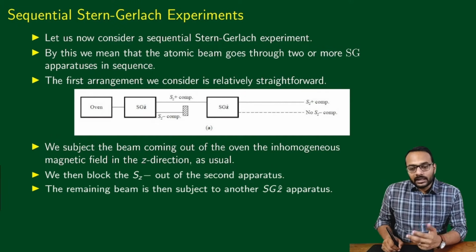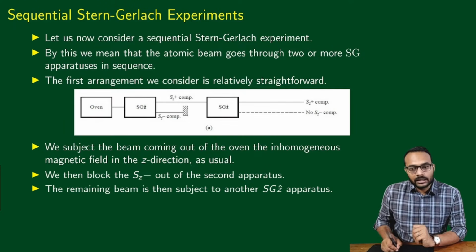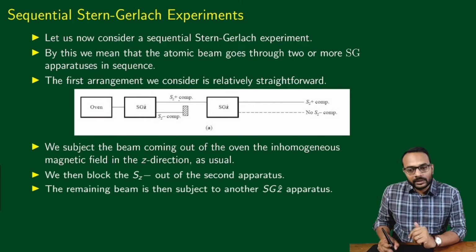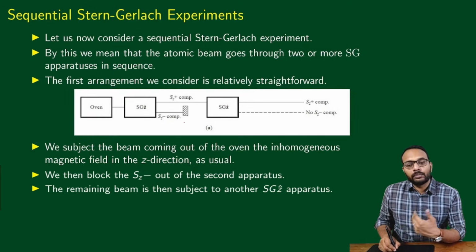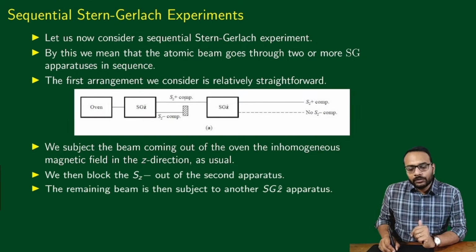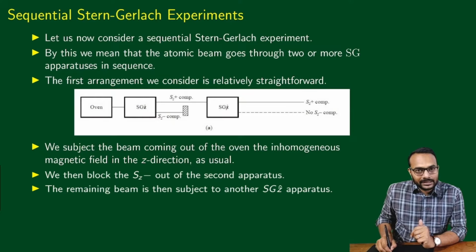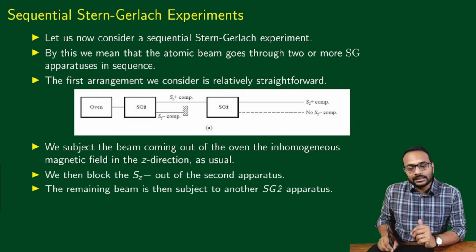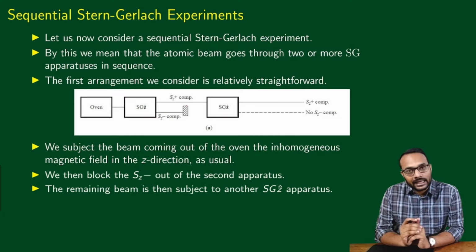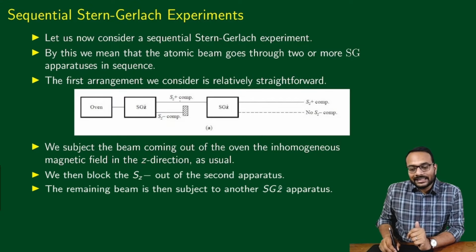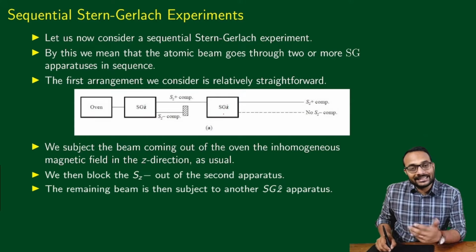So we subject the beam coming out of the oven to an inhomogeneous magnetic field in the z direction as usual. As we expect, there are two components coming out. One we call the SZ plus component and the other the SZ minus component. Now what we do is block this SZ minus component. Now we have only the SZ plus component that we again send to another SGZ hat apparatus. This apparatus is identical to the first, and both have magnetic fields along the z direction.